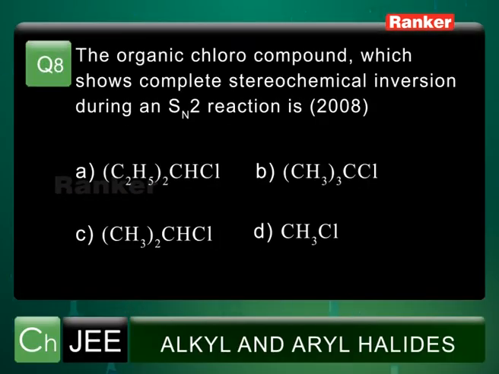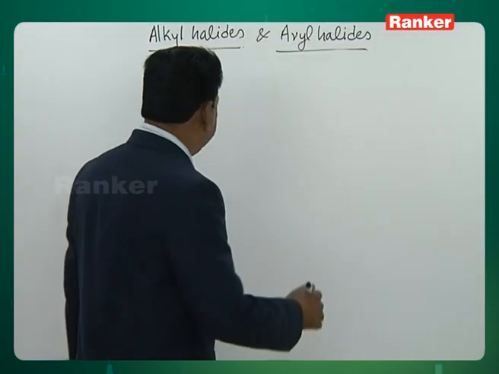The organic chloro compound which shows complete stereochemical inversion during an SN2 reaction appeared in 2008. The first option is a secondary alkyl halide. The second option is a tertiary alkyl halide. The third one is again a secondary dimethyl type of compound, and the last one is the primary, methyl chloride. So here, what happens in this reaction?